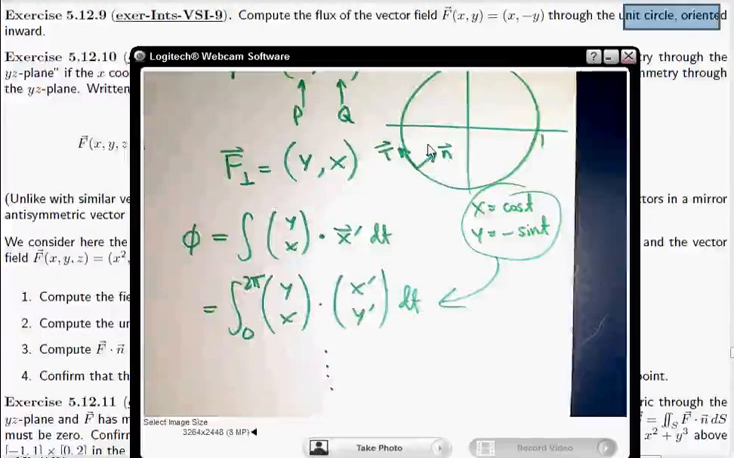calculation. Any questions about it? Anybody? Could you parameterize x and y with cosine t and sine t, and instead set f?